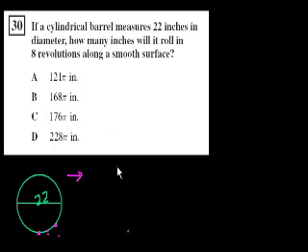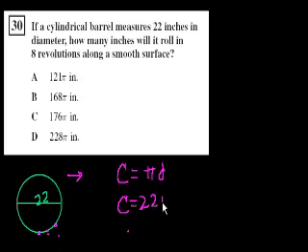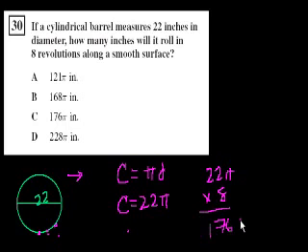So what's the circumference of this? Circumference is equal to pi times the diameter. The diameter they already gave us was 22, so the circumference is equal to 22 pi. So it's going to move 8 circumferences in 8 revolutions. So 22 pi times 8 is what? 160, 176 pi. And that's choice C. See you in the next video.